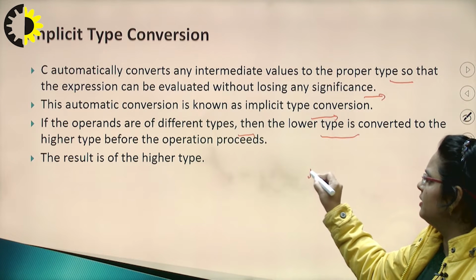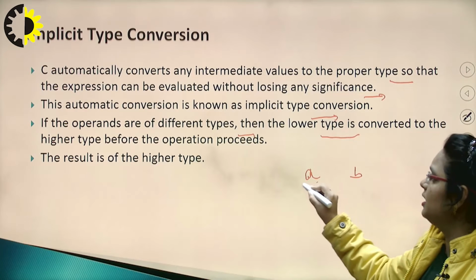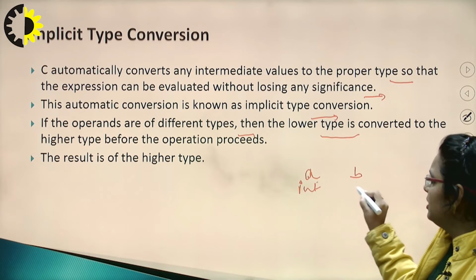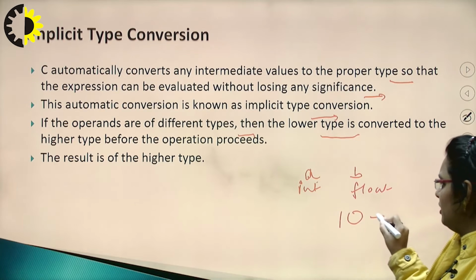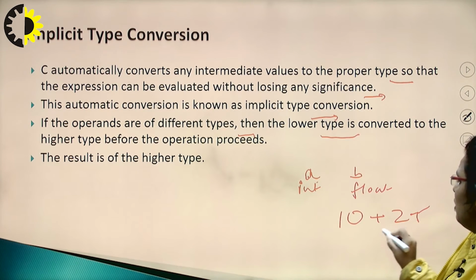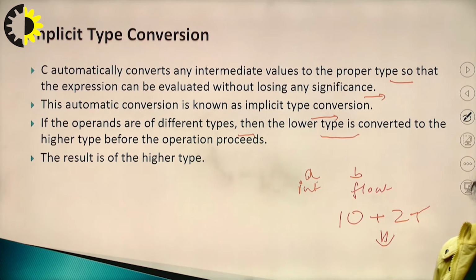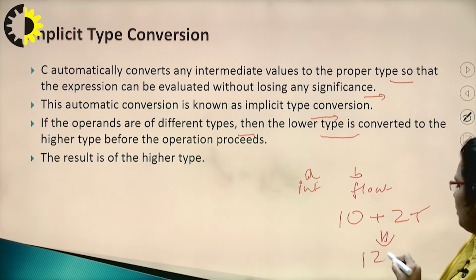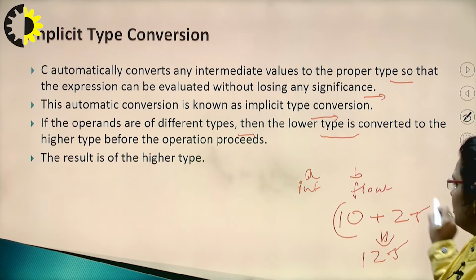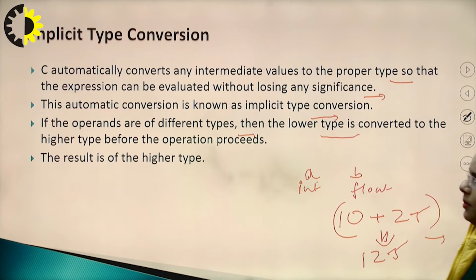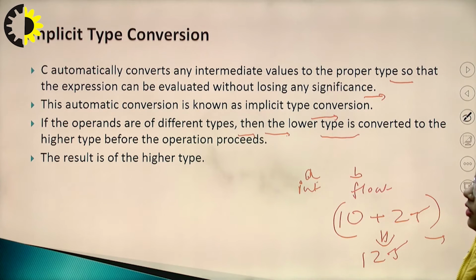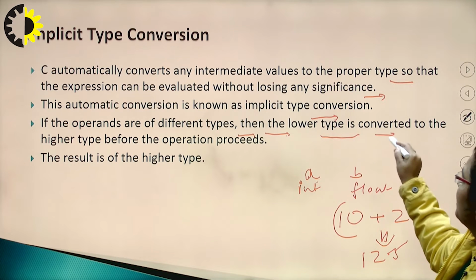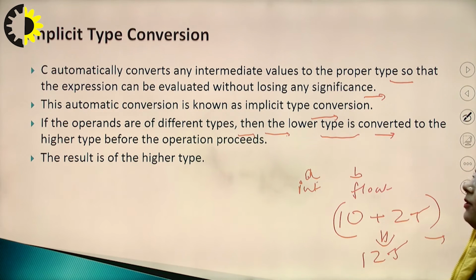This A is of integer data type and this B is of float data type. If we add 10 plus 2.5, our output would eventually be a float value, meaning the output would be 12.5. So the entire solution would be converted to the higher data type. This is what this line means: if the operands are of different types, then the lower type is converted to the higher type before the operation proceeds.